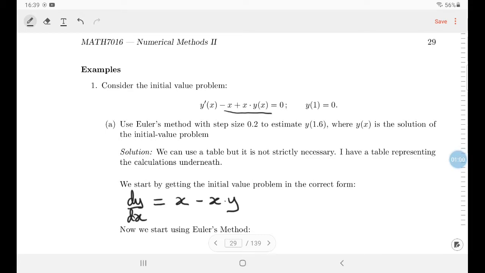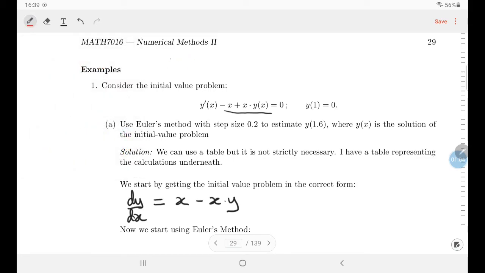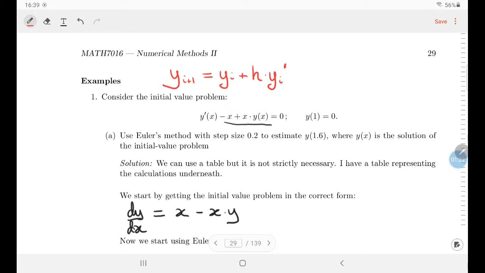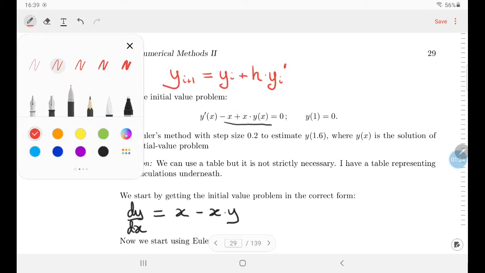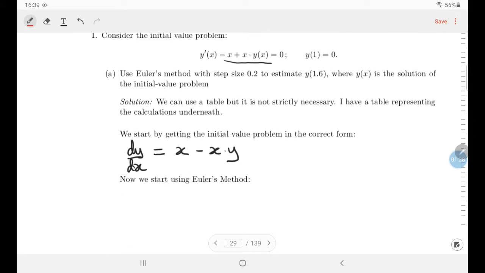Now I'm going to write down the form that we'll use for Euler's method, which is that the next y value is equal to the previous y value plus the step size times the previous slope. So I'm not putting in the big F(x, y) business. So let's start using Euler's method here, and we'll think about what we're doing as well. So I'll put in the approximating bit.